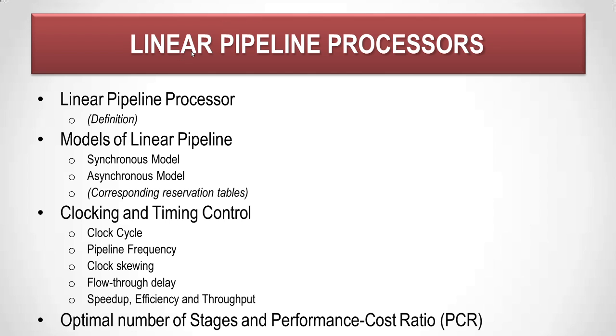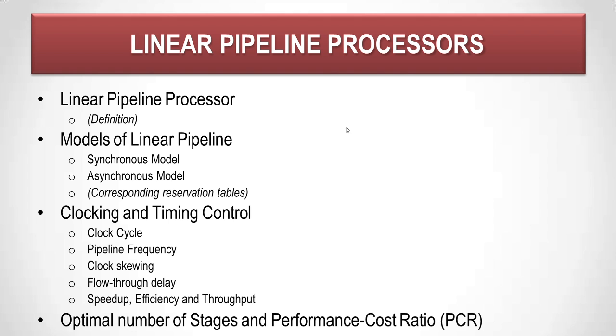So first we will start with linear pipeline processors, and the models of linear pipeline. Again we have two models, synchronous and asynchronous. And we will also learn about the clock cycle, pipeline frequency, clock skewing, flow through delay, speedup, efficiency, and throughput. And finally we'll learn about the optimal number of stages and the performance cost ratio.